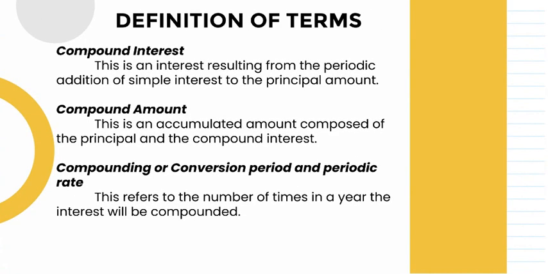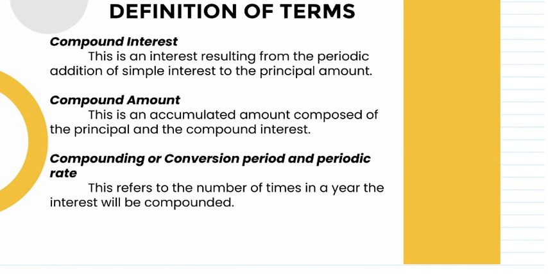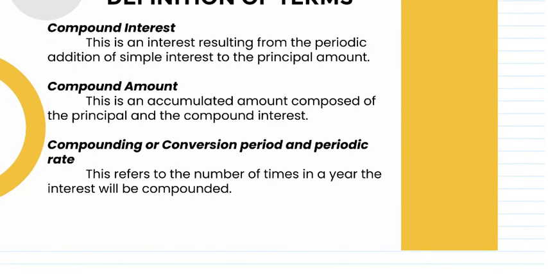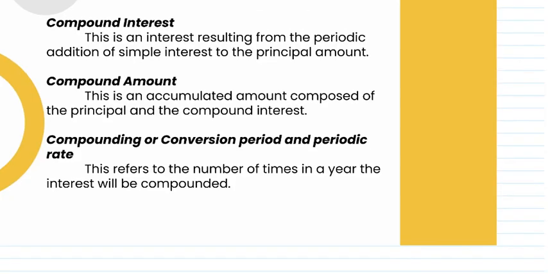Moving to the other slide, sa compound interest, it can also be defined as an interest resulting from the periodic addition of simple interest to the principal amounts. Basically, again, meron tayong idea ng simple interest, tapos gagawin natin siya multiple times. And that would be computed depending on the principal amount first. Okay? And then resulting from the sum of the compound interest that we were able to generate, plus the principal, we could actually have our compound amount now.